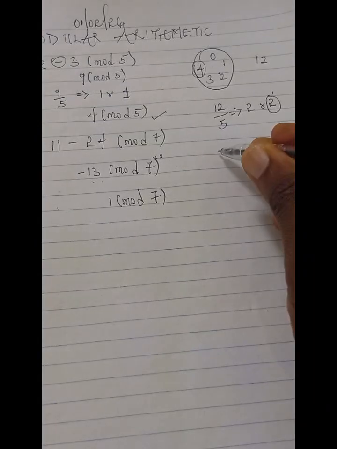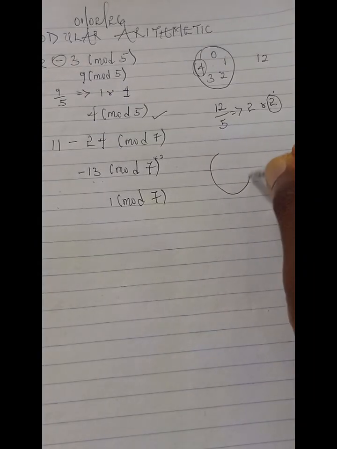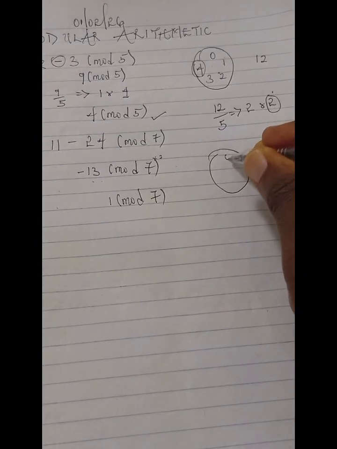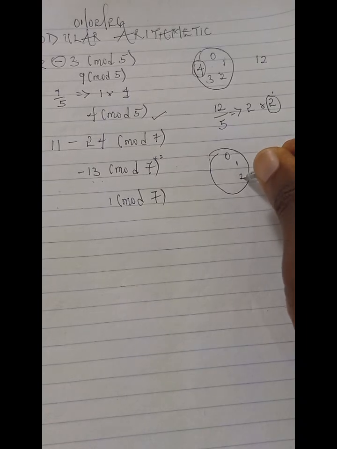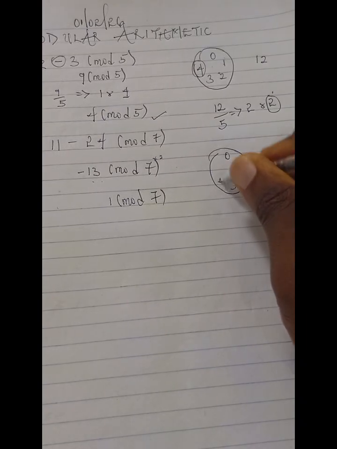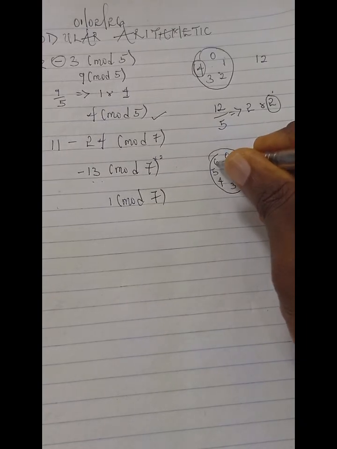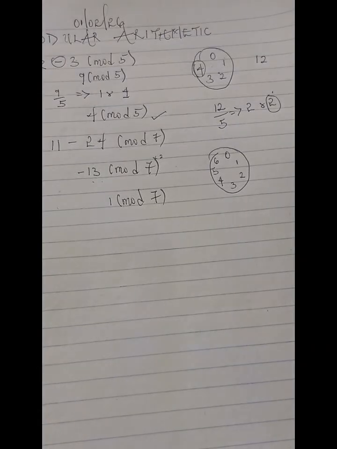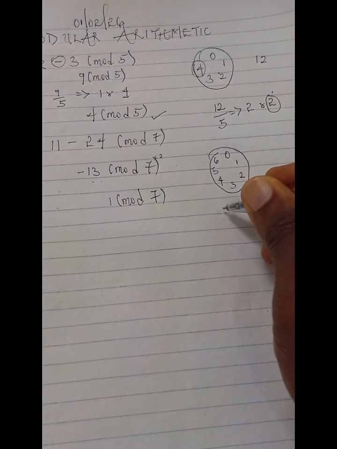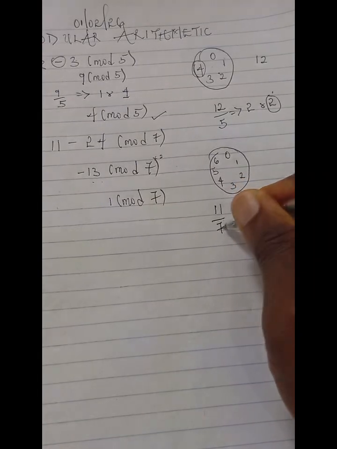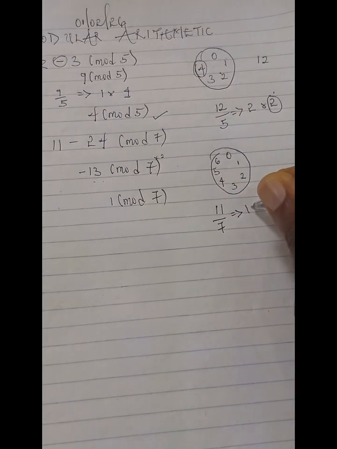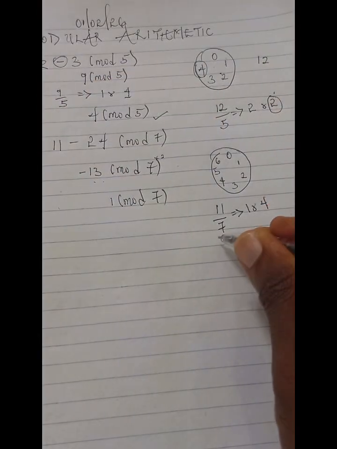Now looking at the second one here, 11 minus 24 mod 7. So what do I do first of all? I write this in my clock pattern, 0, 1, 2, 3, 4, 5, and 6. Now look at this, 11 minus 24. 11 cannot be located here. 24 also cannot be located here. So I'll first of all take out the 11 and divide it by 7. So 11 divided by 7, I have 1 remainder 4. So this 11 can be substituted as the number 4.